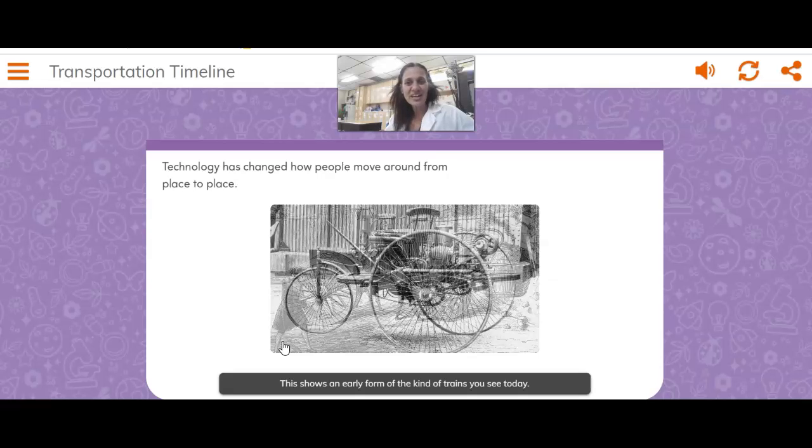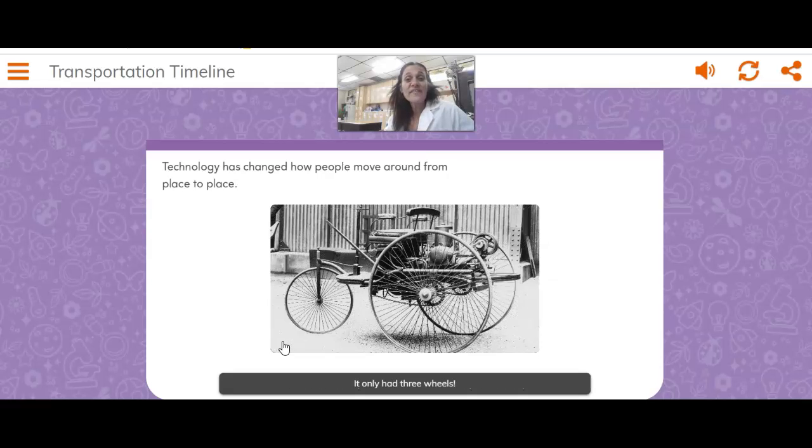Look at this picture. It's a picture of an early car. And do our cars look like that today? No, they don't. They're made faster. Let's go ahead and see if we can keep listening to this.